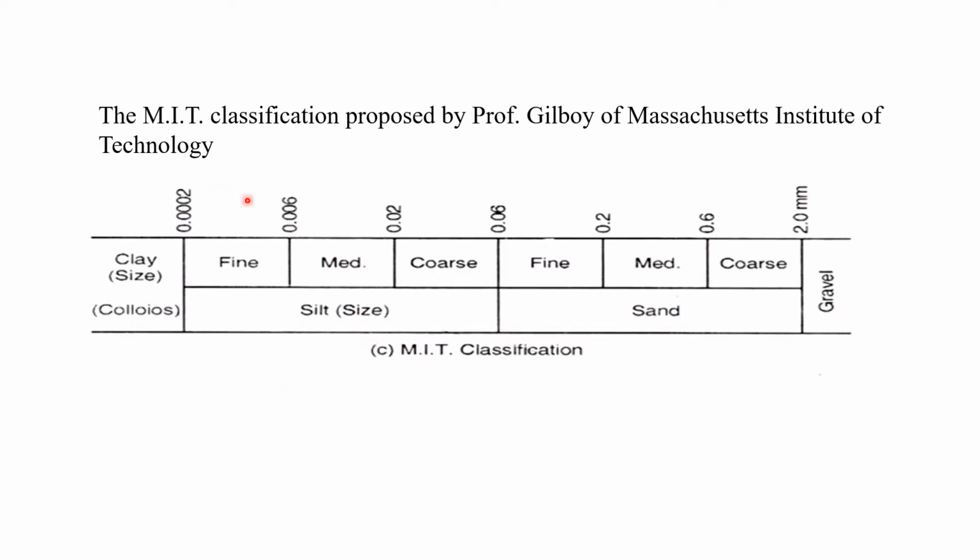The third is the MIT classification, Massachusetts Institute of Technology. We can see the sizes. Less than 0.0002 is called clay particles. In between 0.002 and 0.006 are fine silt, medium silt, and coarse silt. The three categories have been given according to the particle size. Here we can see fine, medium, and coarse sand has also been given for the different sizes, and more than 2 mm is called gravel. So this is called the MIT classification.